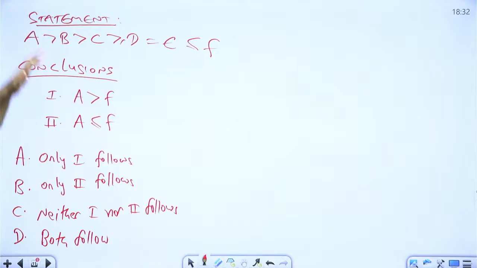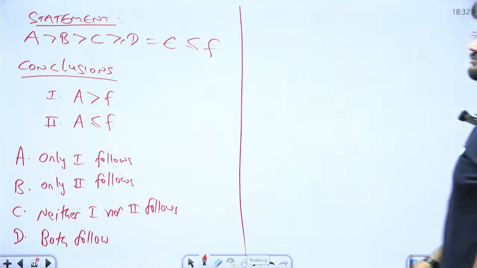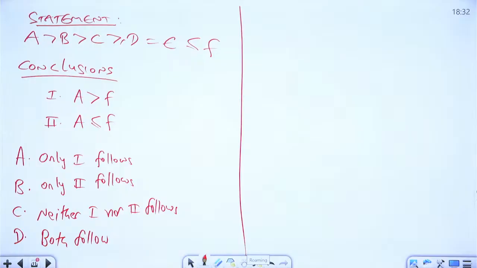Now quickly tell me what is going to be the answer here. So this is exactly how the questions are asked in your examination. Statement will be given, conclusions will be given. You have to check which one is true, which one is not true.